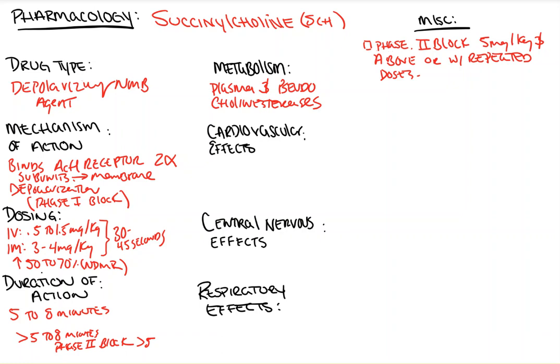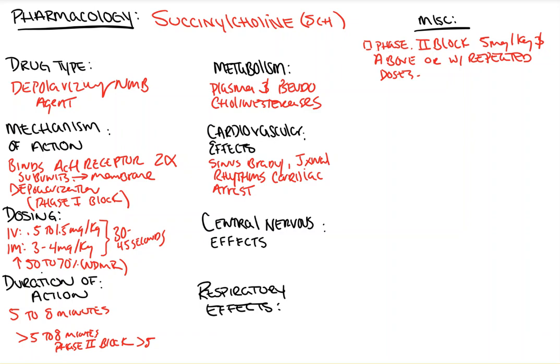Now, I'm not going to talk about it in this video, but there are patients with atypical plasmacholinesterases that also have a hard time breaking it down, and that will be its own video. So as always, let's take a quick look at our system by system, with cardiovascular being the first and probably the most prominent. In this case, you can experience sinus bradycardia, junctional rhythms, and even cardiac arrest.